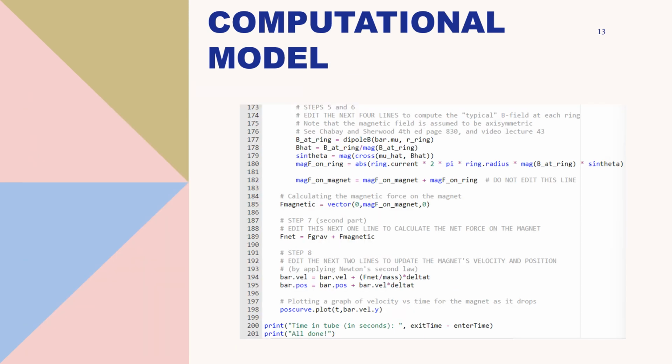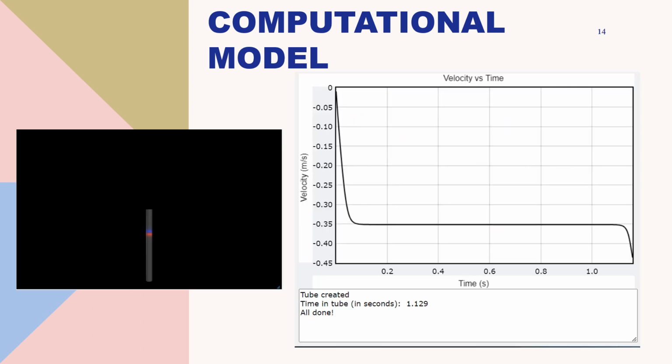And this is just more of that. And at the end of the loop, you can see the magnet's velocity and position are updated at the end, and then it is repeated until the magnet is out of the tube. And this is all plotted on a curve. You can see here are the results.